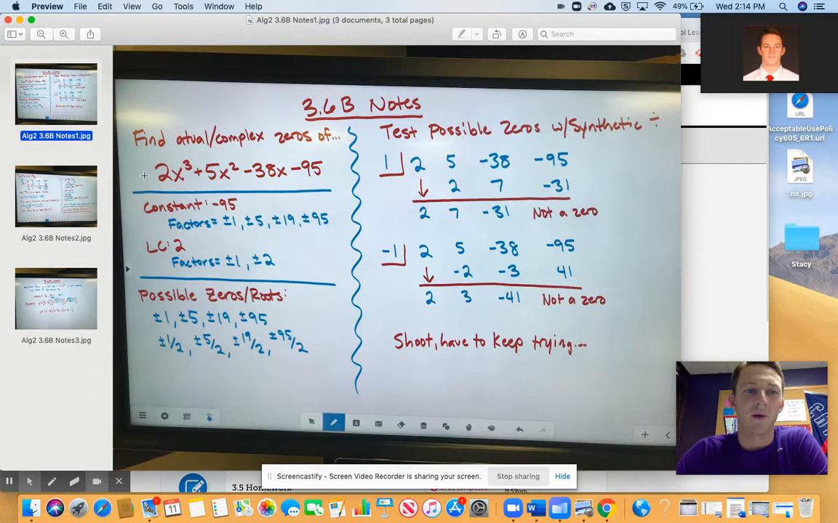So we're going to start with y equals 2x cubed plus 5x squared minus 38x minus 95. So first we need to find our possible zeros before we can find our actual zeros. Our constant in this equation is going to be negative 95, and our leading coefficient is 2. So the factors of negative 95 would be 1, 5, 19, and 95. And for our leading coefficient, that'd be 1 and 2.